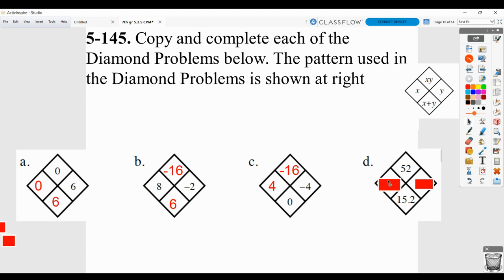And here we're looking for two values that will multiply to give us 52 and add to give us 15.2. And those are 5.2 and 10. So 10 times 5 and 2 tenths gives you 52. 5 and 2 tenths plus 10 gives you 15 and 2 tenths.